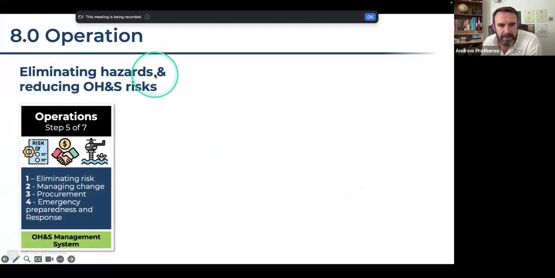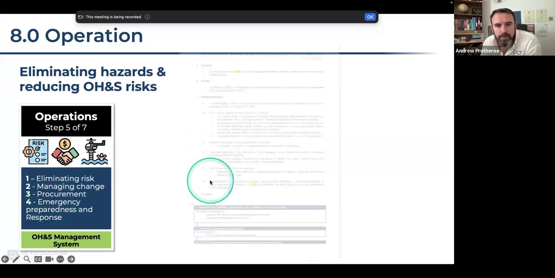Let's have a look. Eliminating hazards and reducing risks. And that sounds like clause 6. It is. They're quite similar. Okay. In clause 6, it was about the planning. In here, the standard is asking us to eliminate hazards. We know we can't always eliminate, but it does ask us to do that. But we know we can't. Manage change management. One of the most important activities and areas where things go wrong, isn't it? Managing change. Difficult. Procurement, and my favorite, emergency preparedness and response.